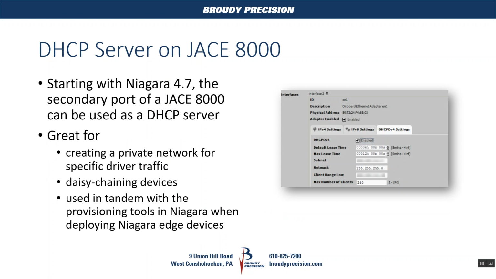So in a JACE 8000, starting in Niagara 4.7, the secondary port of the JACE 8000 can be used as a DHCP server. And what that's good for is if you have a private network of devices that are talking on a specific driver, you can segment them off and not have to worry about potentially setting an IP address for every device if you didn't want to.